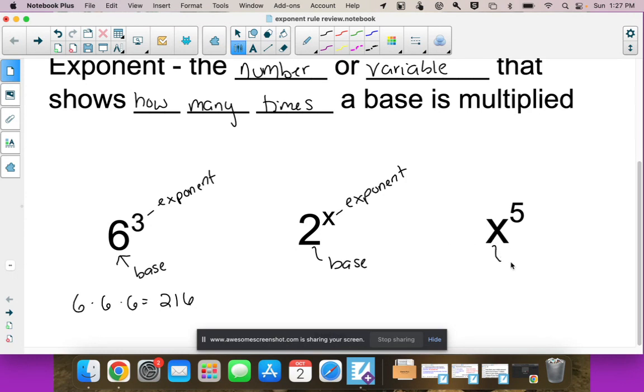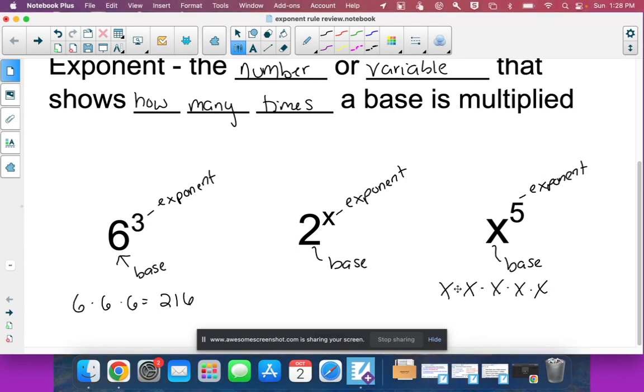On the third example, x is your base and your exponent is 5. Okay, so that means x times x times x times x times x, 5 times that you're going to multiply x. And that's not the same thing as 5x, because that would be x plus, 5 times. This is actually being multiplied 5 times, so your exponent is going to be 5.